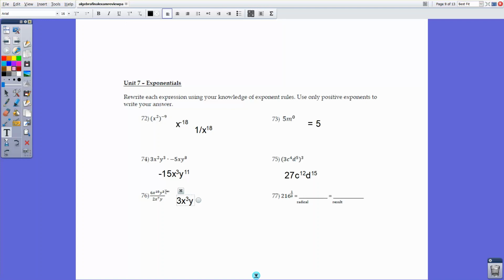I think that's a 2. I don't think that's a 3. If it was a 3, it looks like a 2 to me. Yeah, it's a 2. Okay.